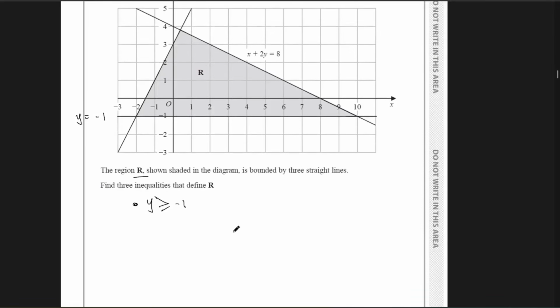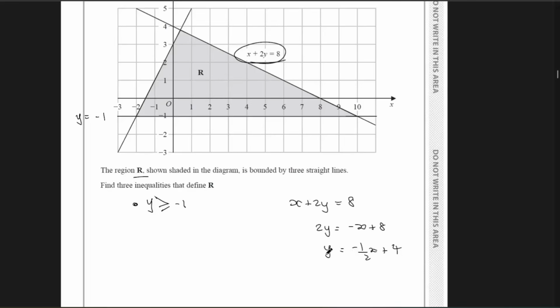Let's define the region using the other two lines. So we can see there's another line, x plus 2y equals 8. Now, if this equation was in the form of y equals mx plus c, it is easy to define the region. We can convert this equation into y equals mx plus c. This is one method. So we'll say x plus 2y is equal to 8. 2y is equal to minus x plus 8. y is equal to minus half x plus 4.